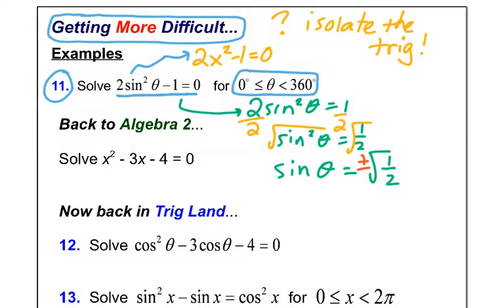Yes, ma'am. Yes, sir. So don't forget the plus or minus. When you're taking the square root here, friends, don't forget the plus or minus. So maybe put that as a note off to the side. You have plus or minus. So you have two different answers.